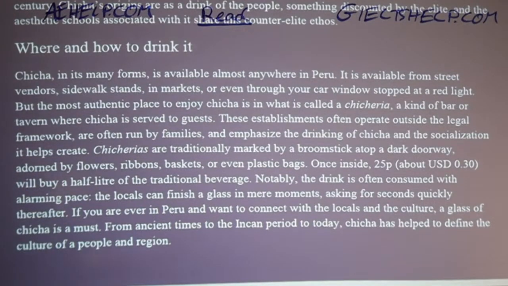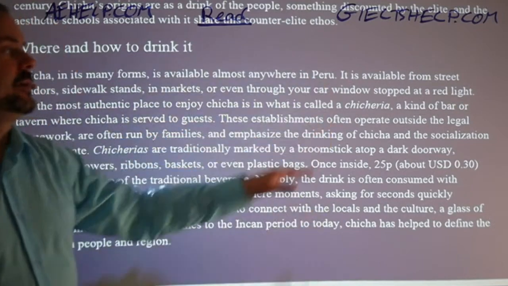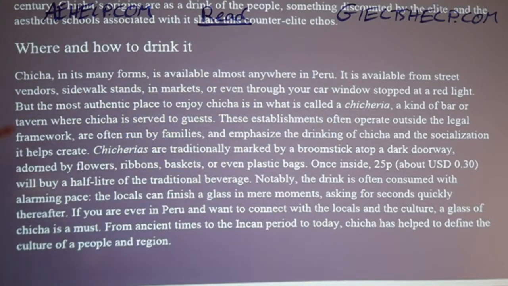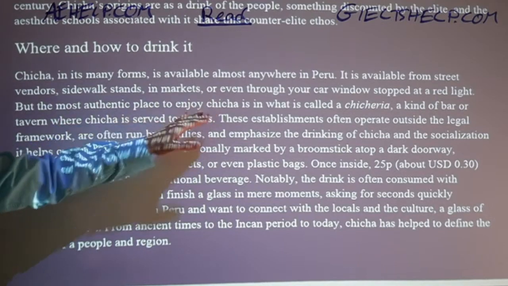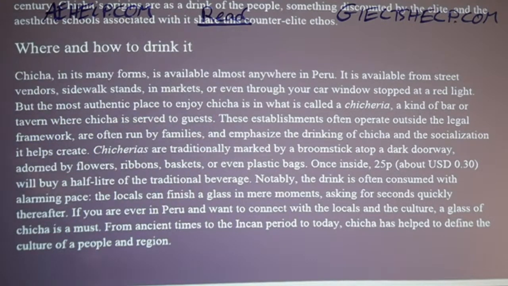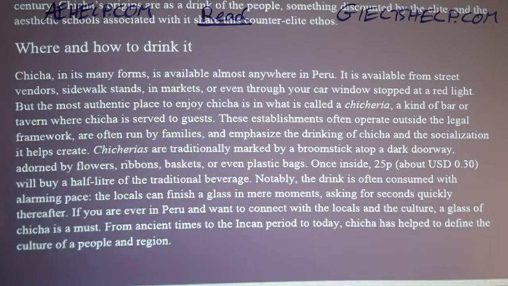Where and how to drink it. Chica, in its many forms, is available almost anywhere in Peru. It is available from street vendors, sidewalk stands, in markets, or even through your car window stopped at a red light. But the most authentic place to enjoy chica is in what is called a chicaria, a kind of bar or tavern where chica is served to guests.